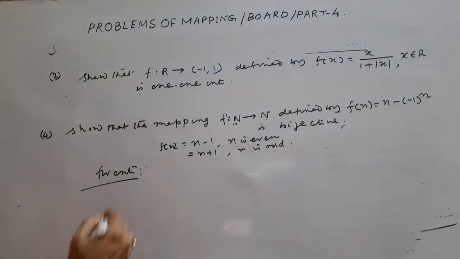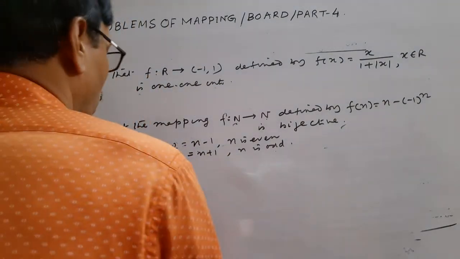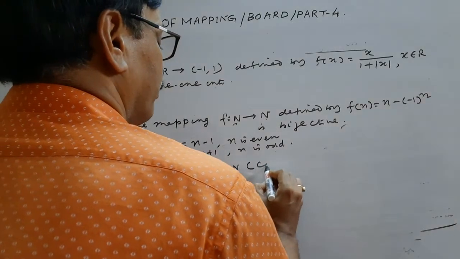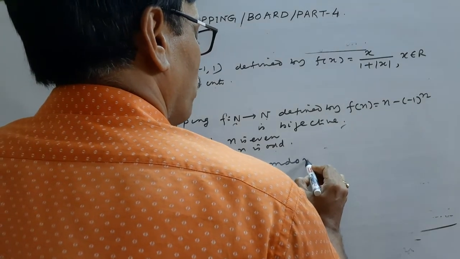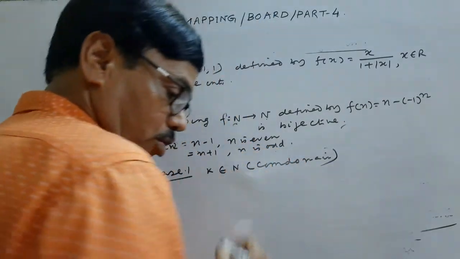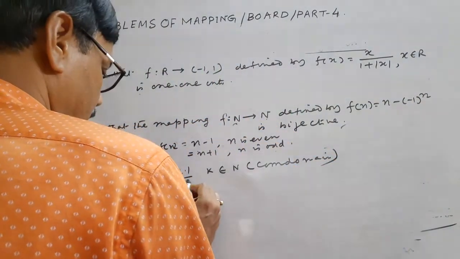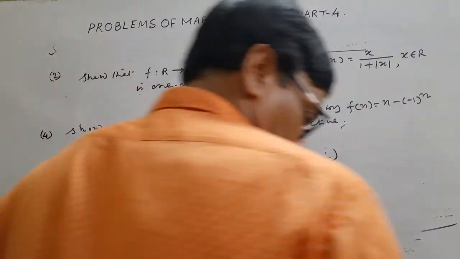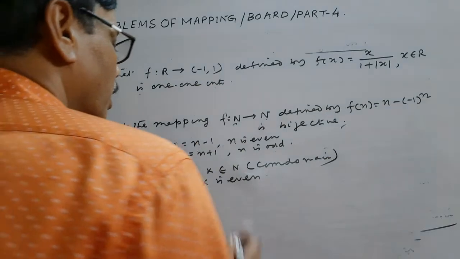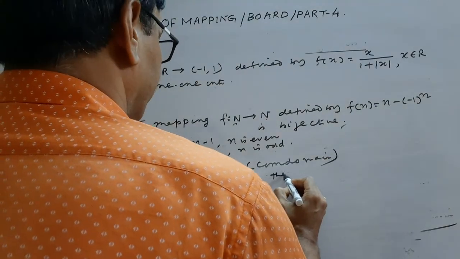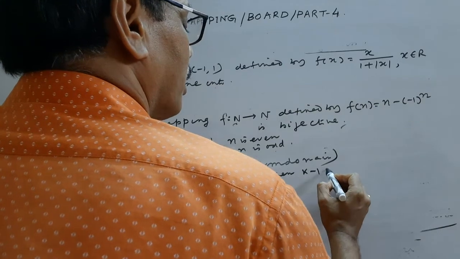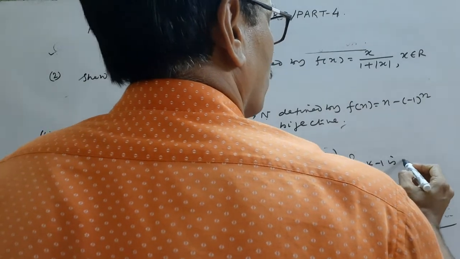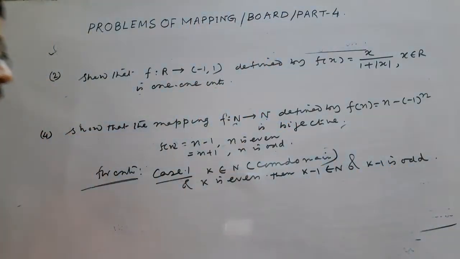Now for onto, case 1: k belongs to N, the codomain, and k is even. If k is even, then k minus 1 belongs to N and k minus 1 is odd.